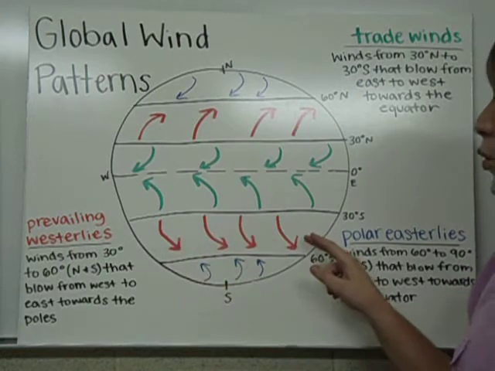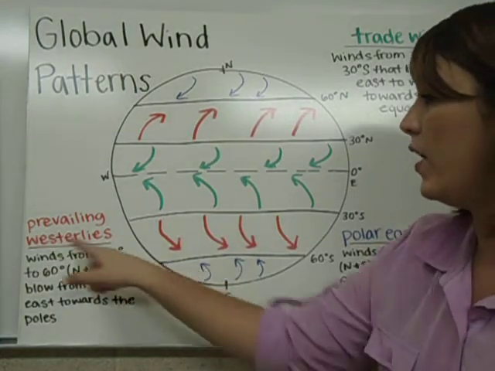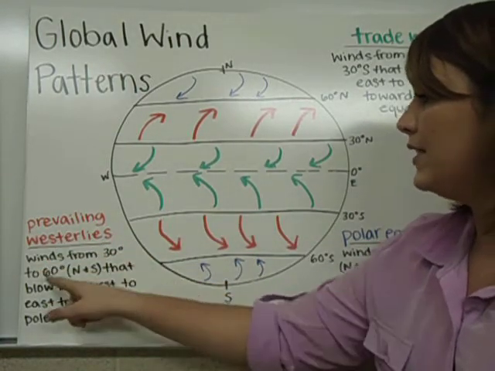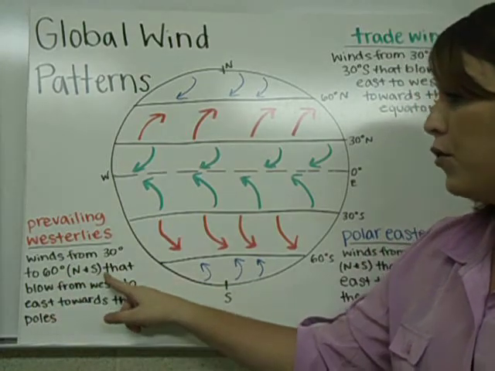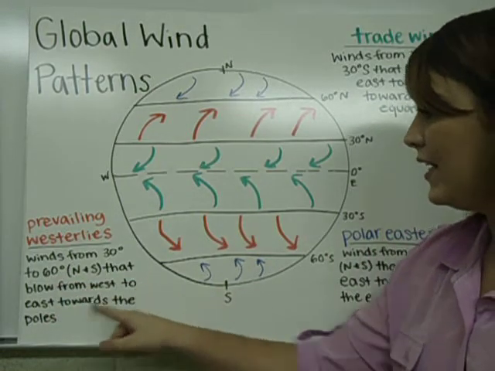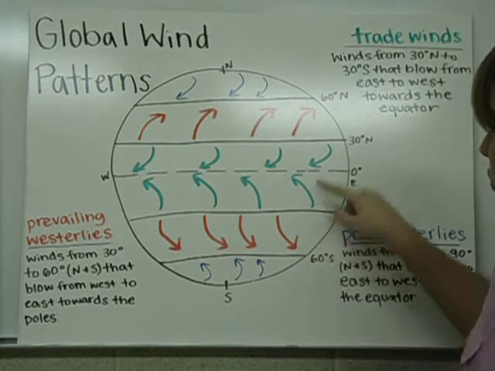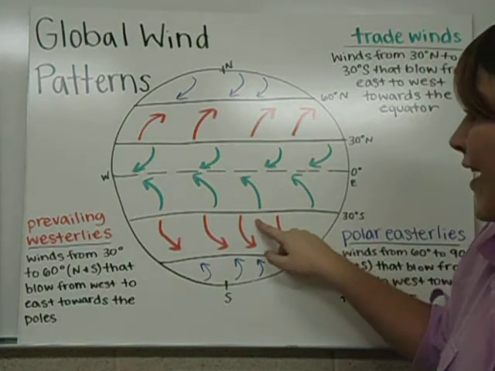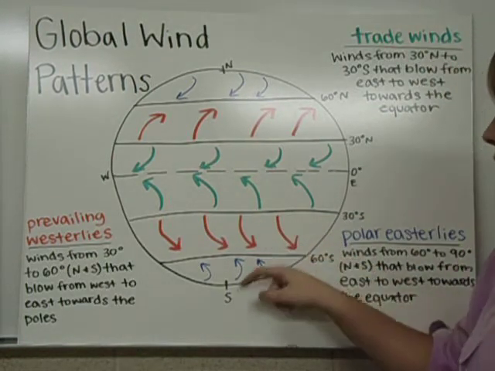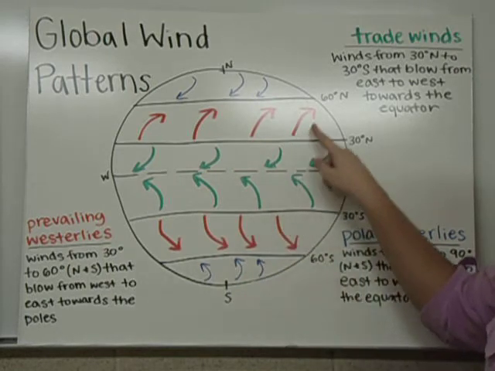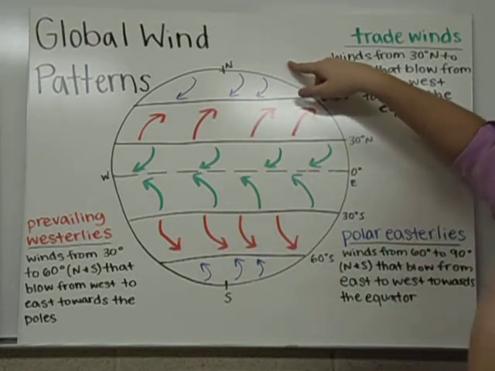The next type of global wind pattern that we see is the prevailing westerlies. These are winds from 30 to 60 degrees, both north and south, that blow from west to east towards the poles. So as you can see in the red, these both originate in the west and blow towards the east, towards the pole in either the southern hemisphere or the northern hemisphere.